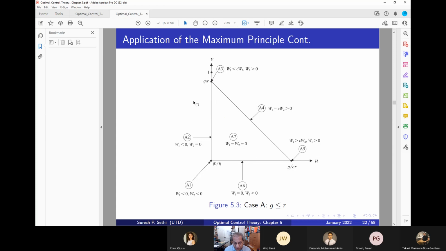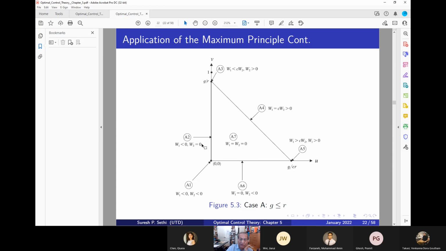And we had a case of singular control before. We worked on a few examples in chapter 2. So we want to find out whether I can manipulate the control in such a way so that W2 can stay 0.